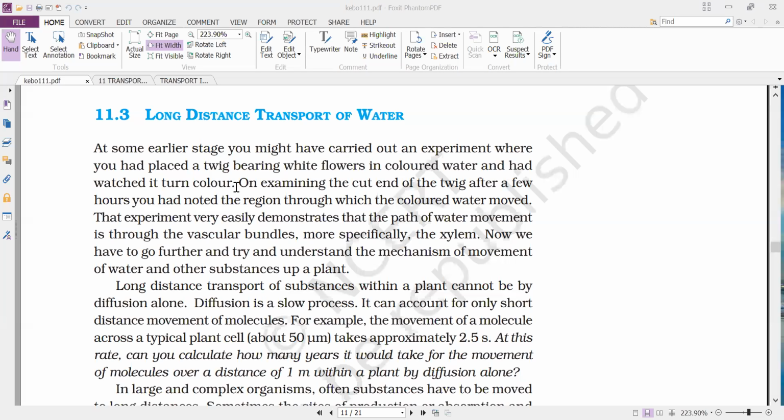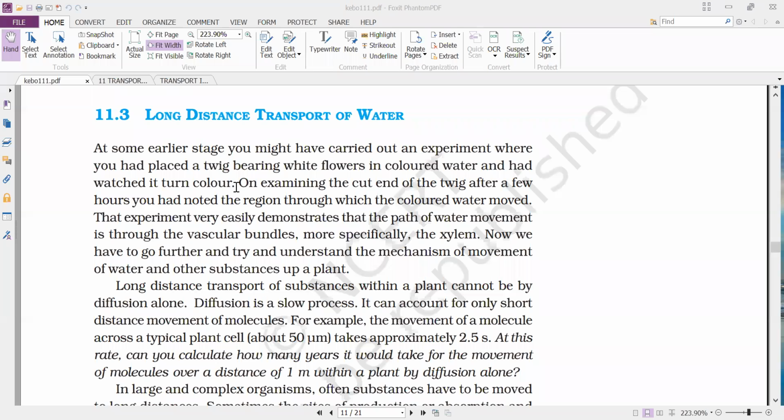There is a change in the color of that rose flower from white to pink. On examining the cut end of the twig after a few hours, we noted the region through which the colored water moved. After 2 or 3 hours, we can observe a change in the color of the flower from white to pink.